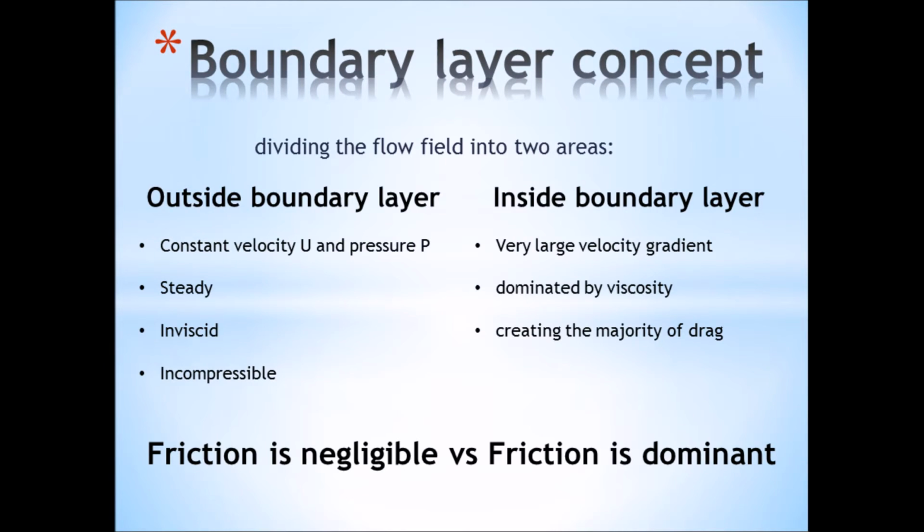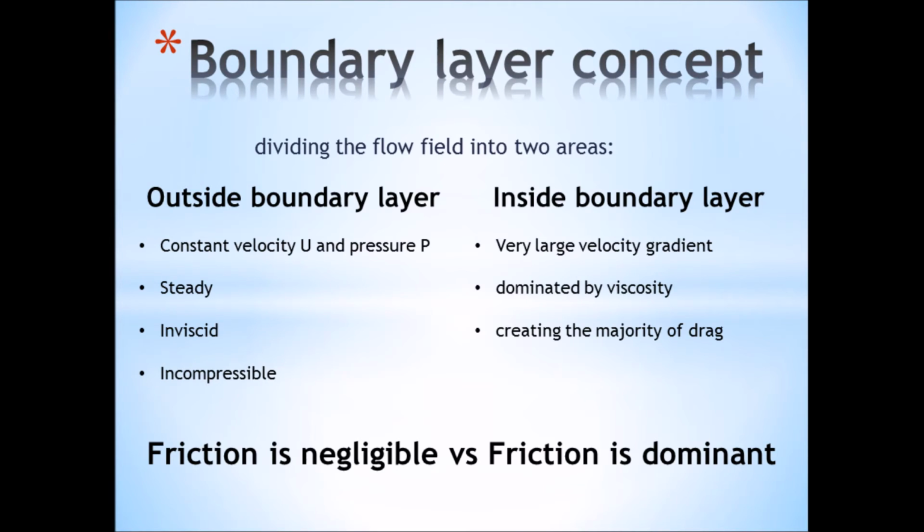Moving on to the boundary layer concept, Ludwig Prandtl suggests that the flow field can be divided into two areas, the area outside the boundary layer and the area inside the boundary layer. Fluid flow outside the boundary layer has features of constant velocity and pressure. Also, it is steady, inviscid, and incompressible. While the fluid flow inside the boundary layer has very large velocity gradients, it is also dominated by viscosity and responsible for the large drag on the body.